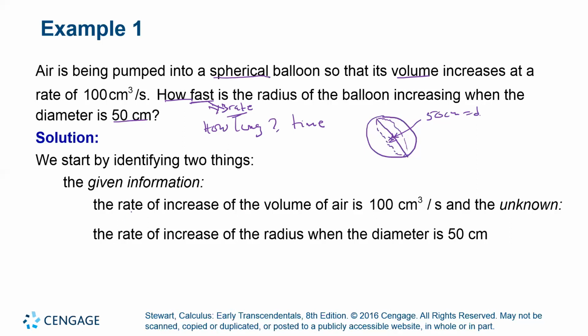They're giving information that the rate of increase of the volume of the air is given. It's 100 centimeter cube per second. And the unknown, what they're looking for, is the rate of increase of the radius when the diameter is 50 centimeters.